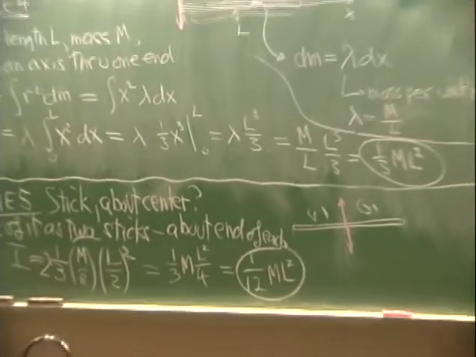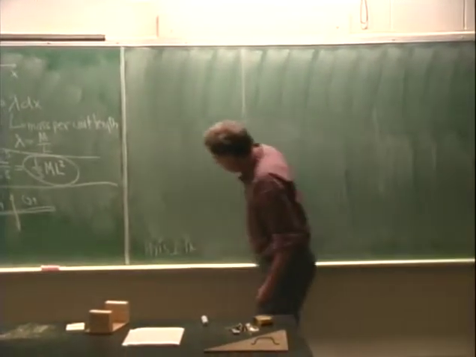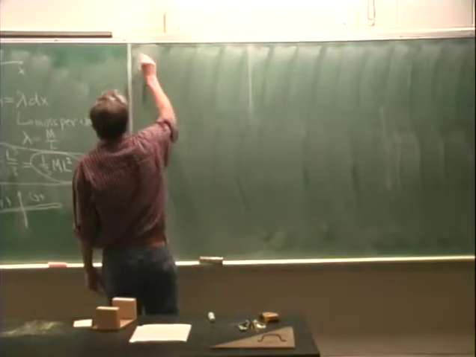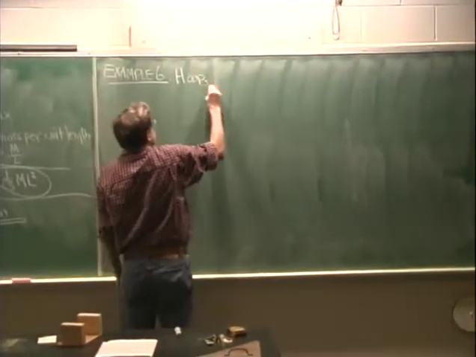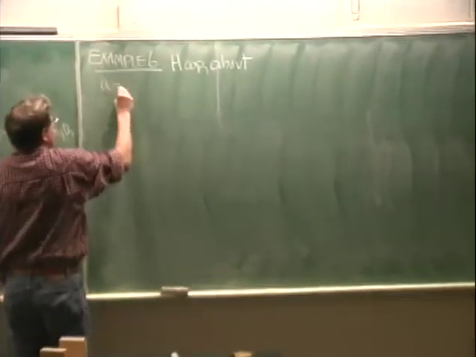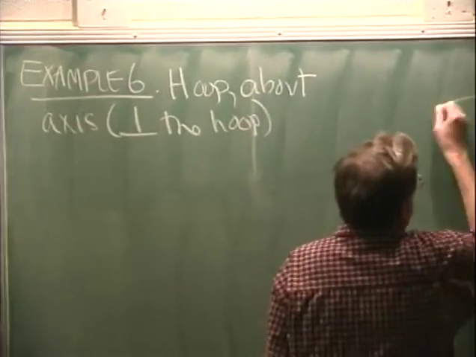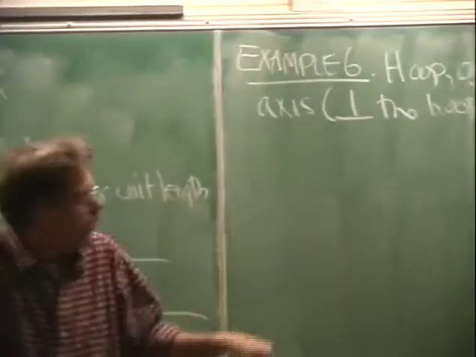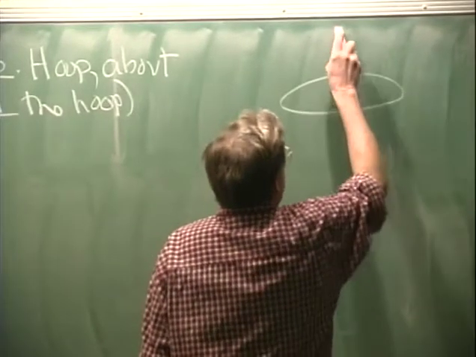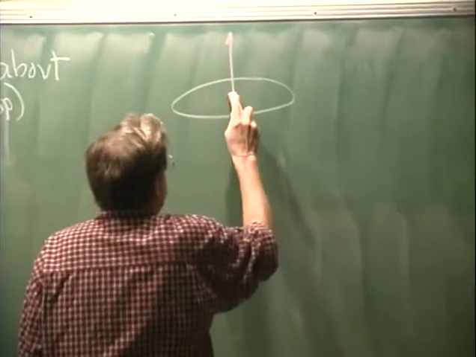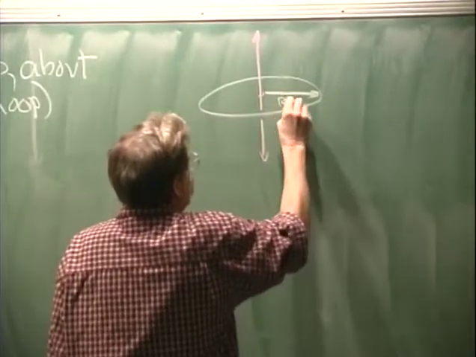Let's see, we've done a stick now. How about a hoop? A hoop about an axis perpendicular to the center of it. So we're up to example 6, I guess. Here's the hoop. By hoop, I mean, of course, circular hoop, all the mass out at the rim, like a hula hoop or something like that. And I want to find the moment of inertia of that about an axle going right through the center and perpendicular to the whole thing. Let's give this thing a radius, R, and a mass, M.